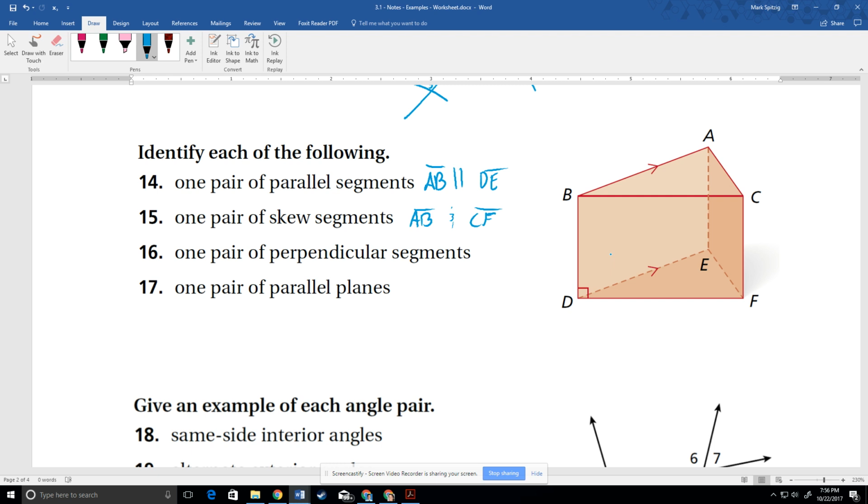Again, I'm going to think perpendicular means right angle. I look for my perpendicular, my right angle there. So we'll say segment BD is perpendicular to segment DF.